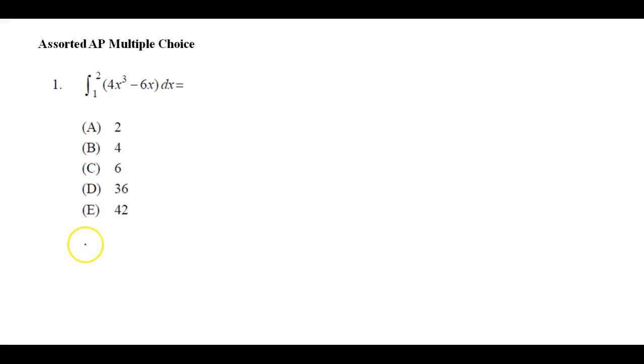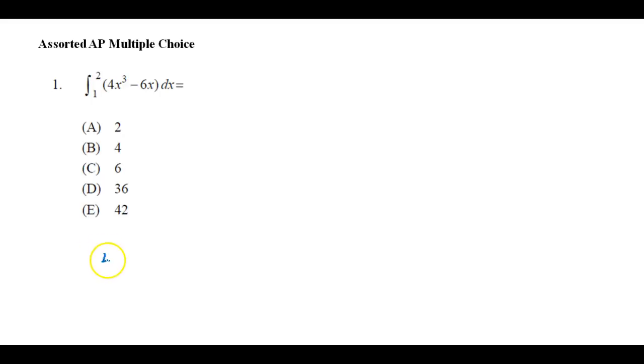Alright, and finally for some assorted AP multiple choice questions. So here, the integral from 1 to 2 of 4x cubed minus 6x dx. Just to point your quick attention to the fact that this is number 1. So this was the very first question on one of the past AP multiple choice exams, indicating that they consider this to be a pretty basic problem that you can guarantee will more than likely be on your test as well. So first we take the general antiderivative.